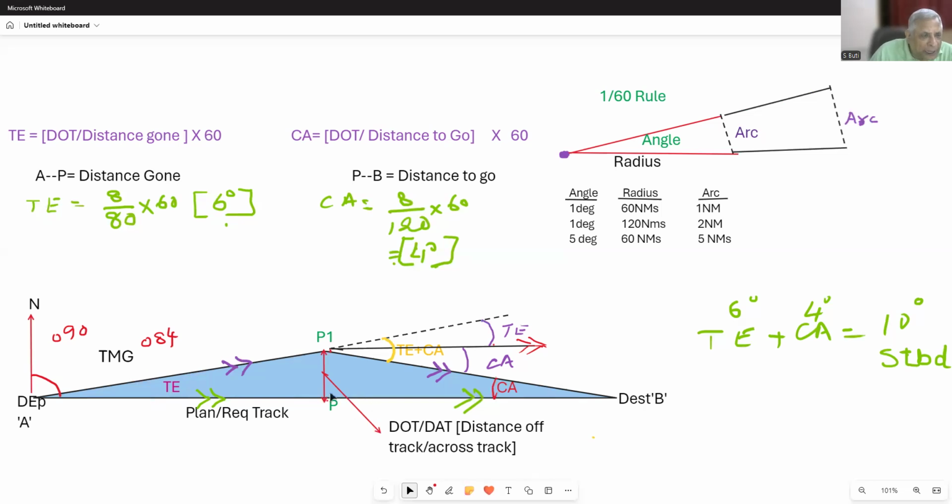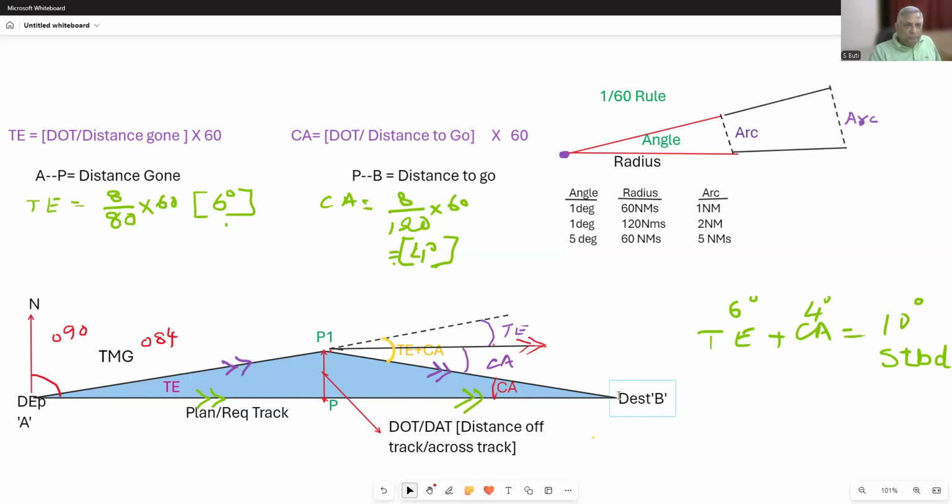If you know the track error, then you can find out the distance off track. Supposing the ground tells you that you are in the direction of 084, that means there's a track error of 6 degrees towards the left, and correction is required towards the right. Then I find out the distance off track from here and subsequently I find out what correction I should give to proceed further.